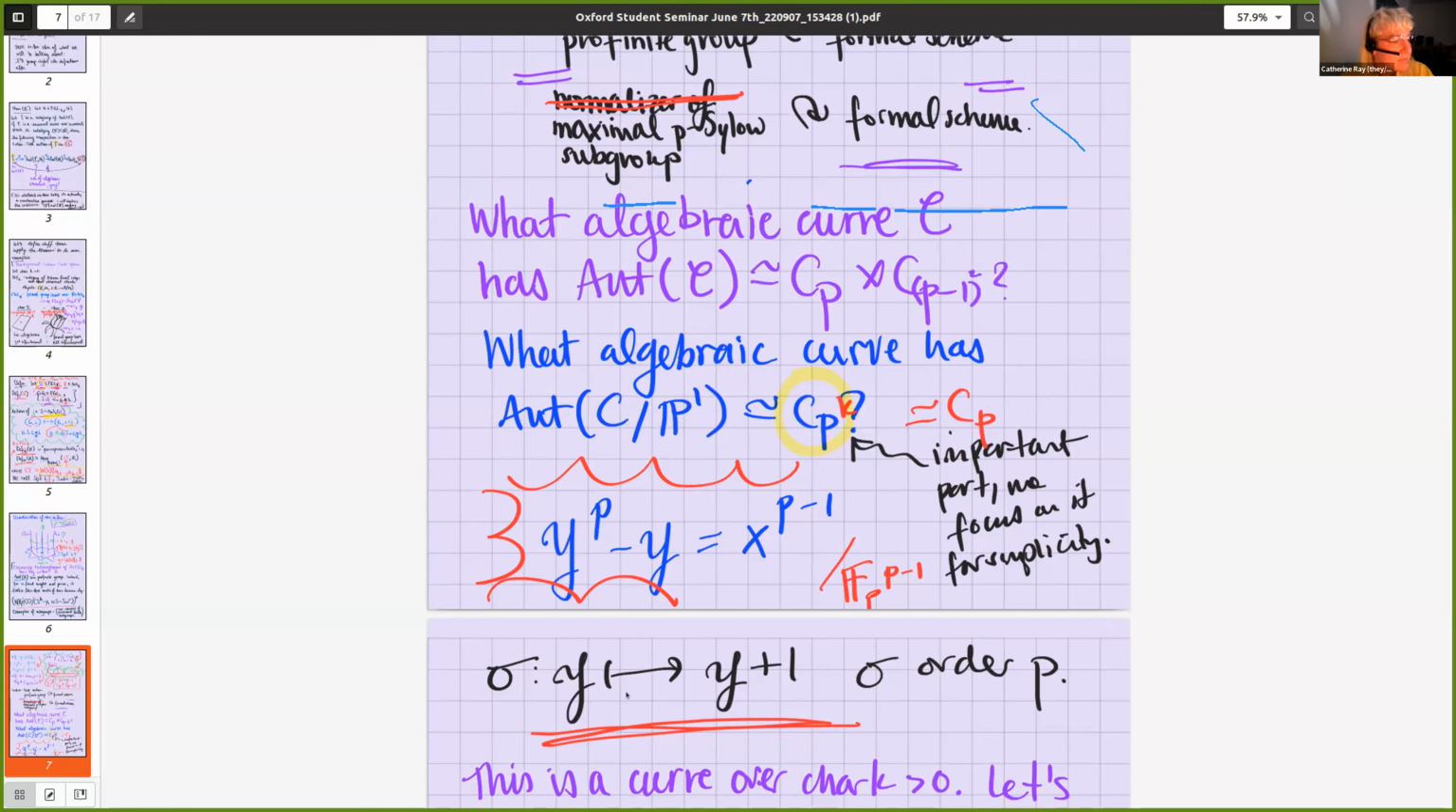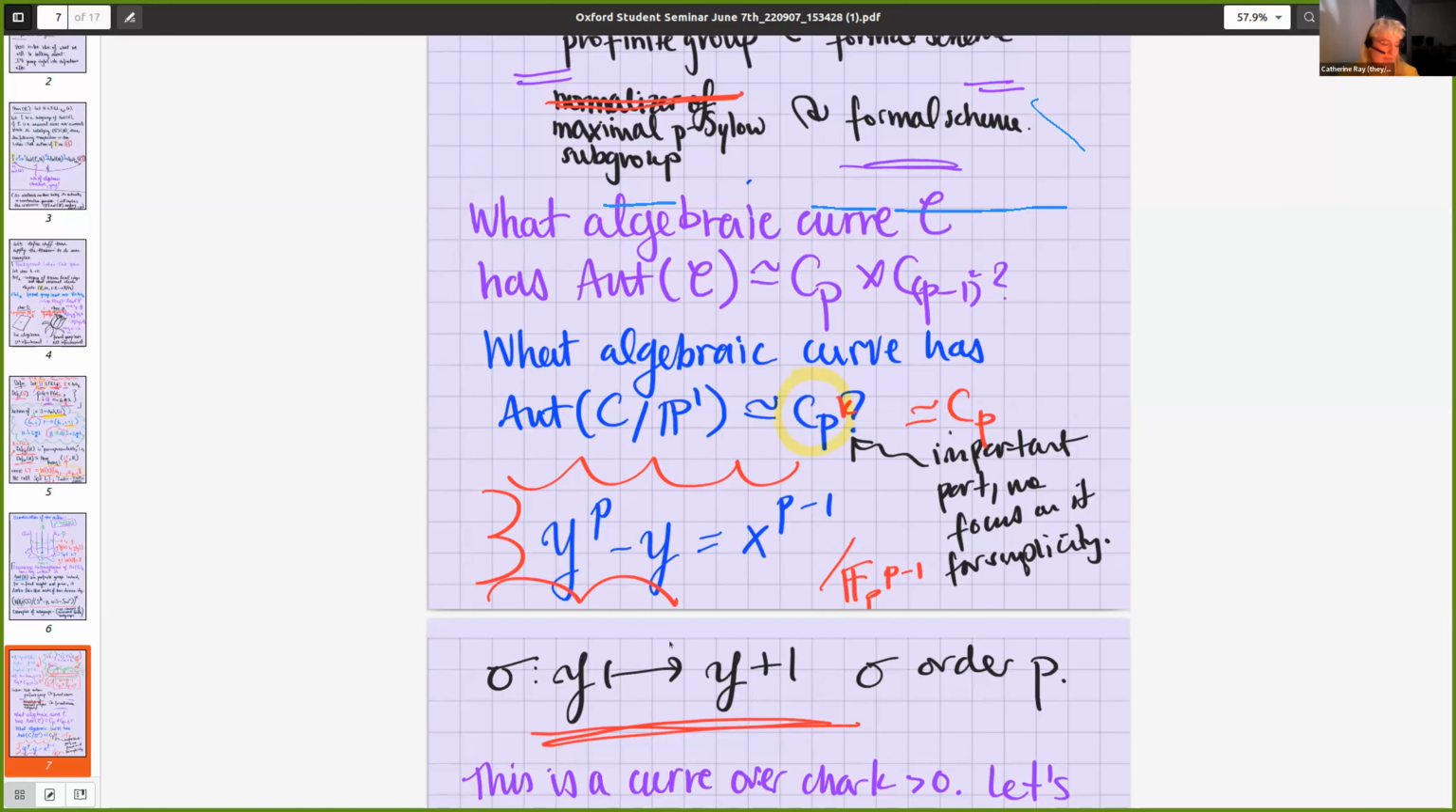The action by Z mod P takes y to y plus 1. You can see that this is an automorphism by thinking about the fact that we're in characteristic P. So y to the P minus y is actually y times y minus 1 times y minus 2 times dot dot dot times y minus P minus 1. When you multiply all of those things together, this will be y to the P minus y. And so taking y to y plus 1 will just shift your root from y equals i to y equals i plus 1, which in characteristic P will take you back to the beginning. Okay.